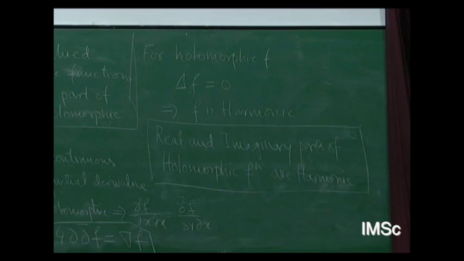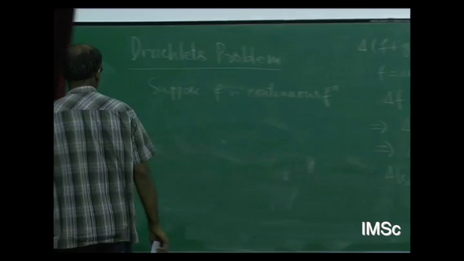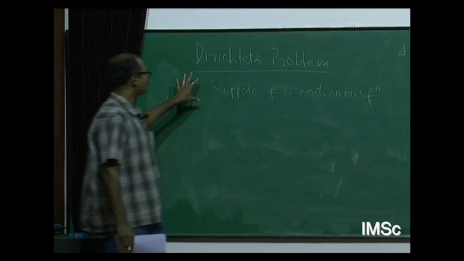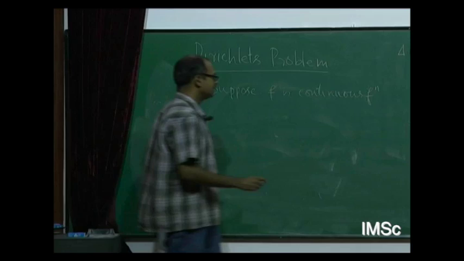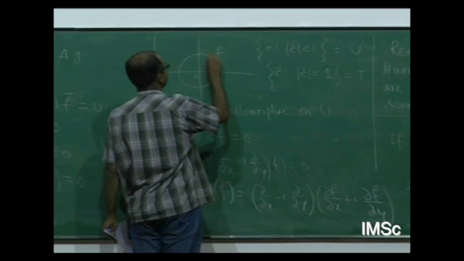Okay, so that is one of the aims. So we would prove this thing, and another aim is to prove Dirichlet's problem. I'm just trying to state the problem. So what is the problem? Dirichlet's problem says the following: suppose f is a continuous function on T, which is my unit circle. So you have a continuous function here, call it f. So f is defined on this circle.